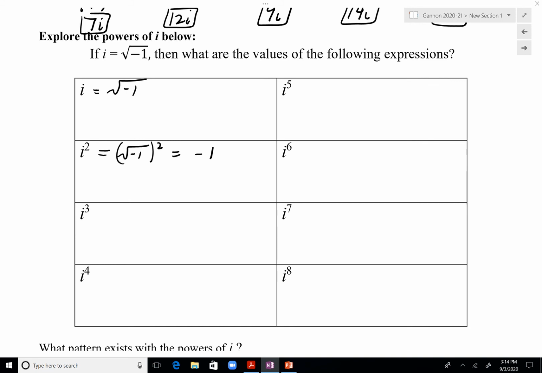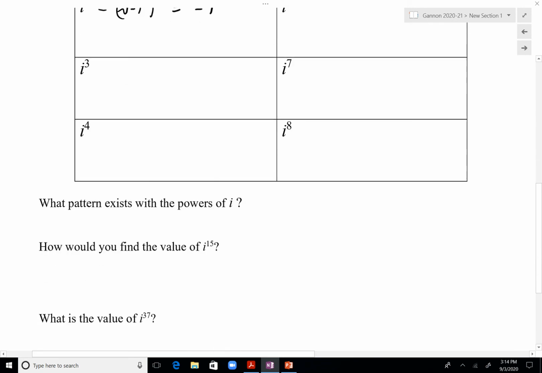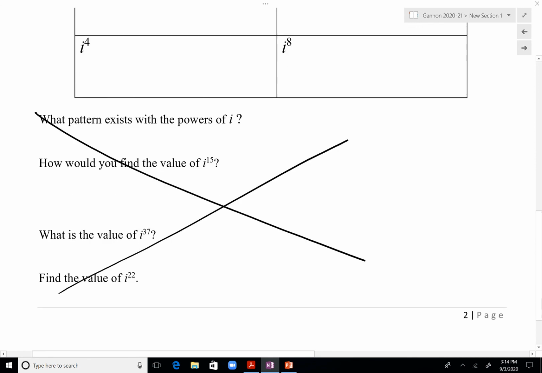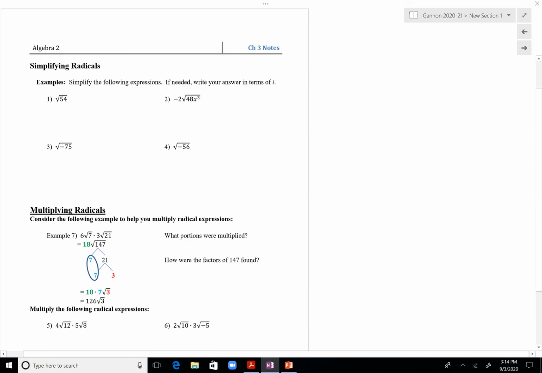So when we see the square root of a negative, we're going to take out i. If we have i squared, that's going to be equivalent to negative 1. We're going to ignore the rest of the ideas of powers of i. That's not super important to what we're doing, so we're going to skip that right now and go to the next page.